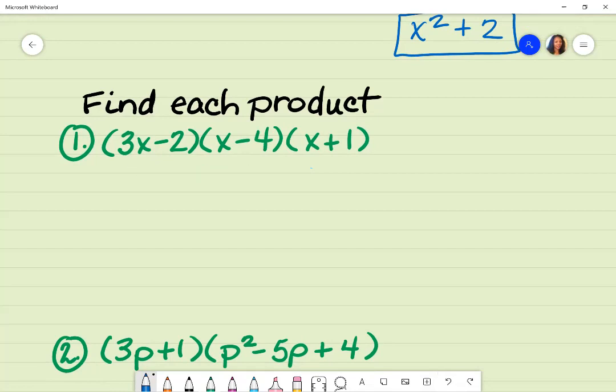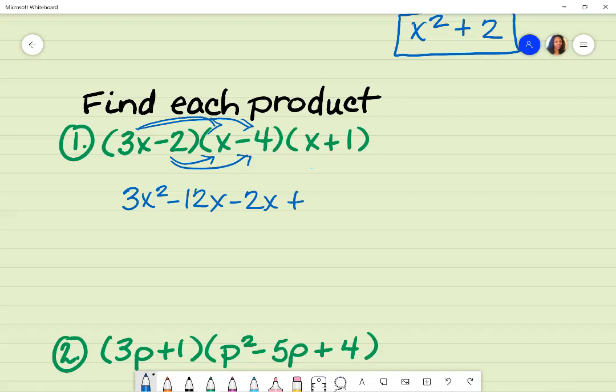I'm going to start on these two. So for those people who like to use the distributive method, you have 4 things happening. So what I end up with is 3x squared minus 12x minus 2x plus 8. I take this answer, and now I'm going to do the box method. And well, after I combine like terms. So I have some like terms here.